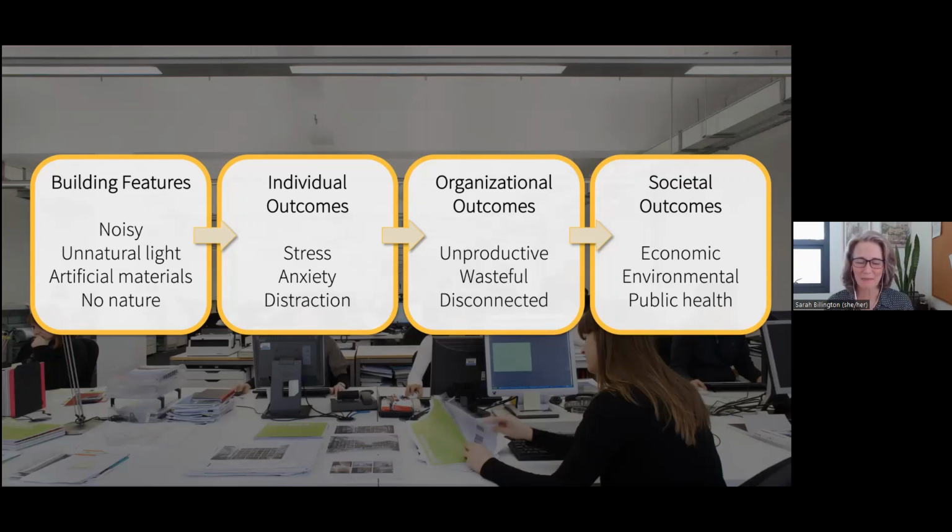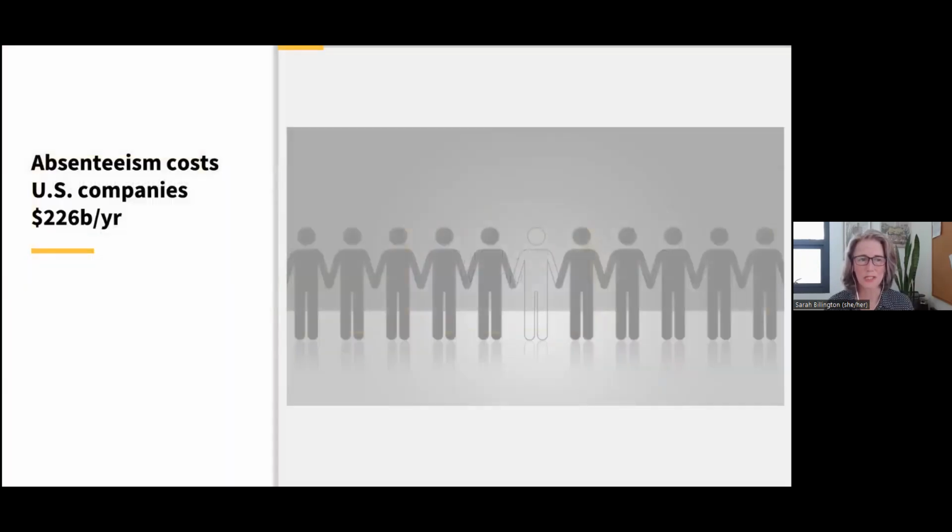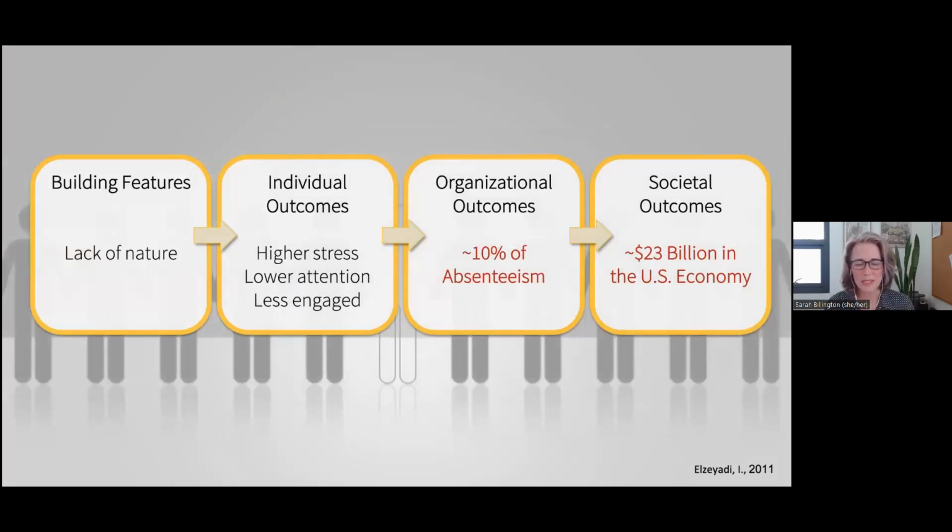But let me just give you one concrete example of this. In the United States, absenteeism costs companies about $226 billion a year. Now, most of this admittedly might be too long hours or low pay, a lousy boss, but the type of office space actually matters too, is our argument. And one study indicated that offices that lack nature can account for almost 10% of the absenteeism of that organization. If this were true in general, that would be like $23 billion in the US economy.